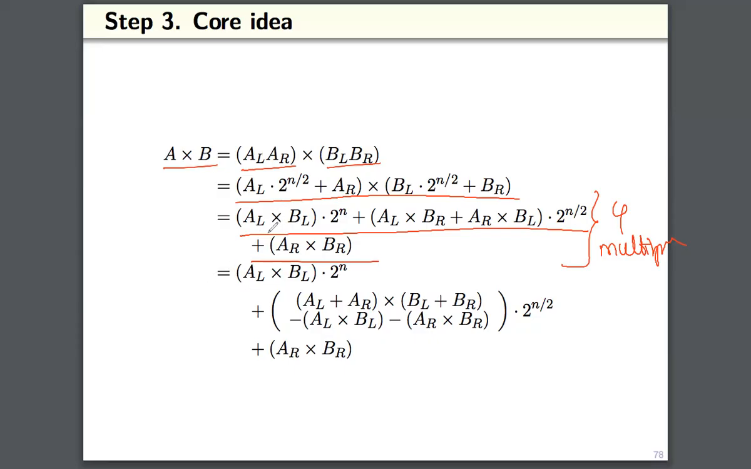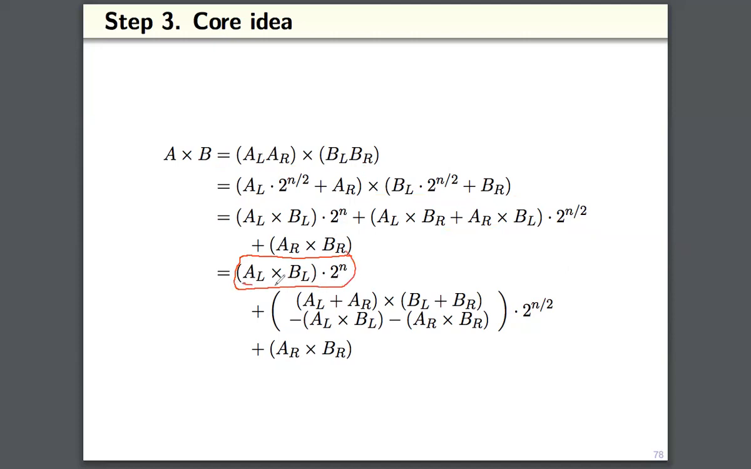Let's see how. You can write it as AL BL times 2 power n, AR times BR. So we will keep this multiplication. This multiplication. We will keep this multiplication. Okay, let me highlight this one. This multiplication, first multiplication. And we will have the second multiplication. And then we will have the third multiplication. This is our third multiplication. Problem solved. So this is our first multiplication, product P1, product P2, product P3.